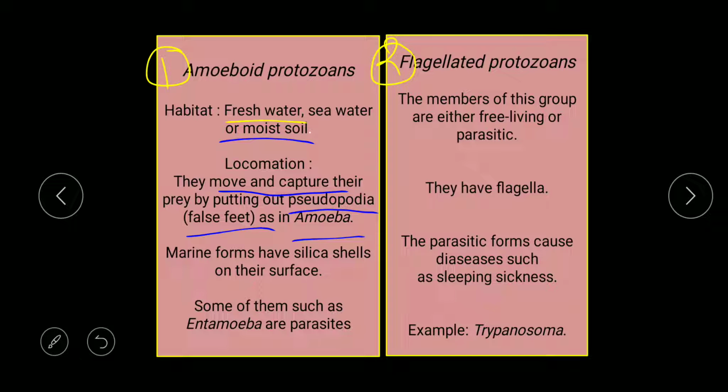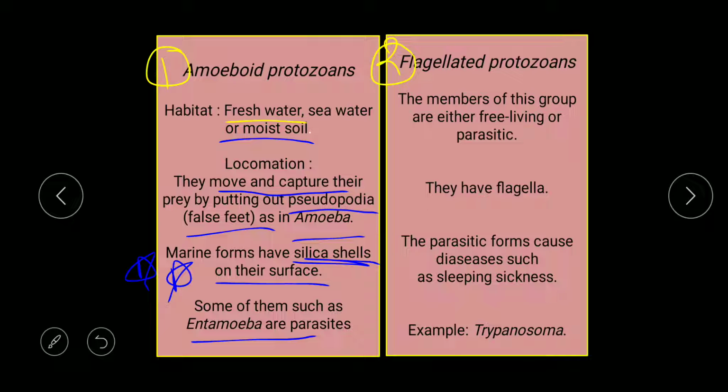So two functions of pseudopodia are there. They have silica shells on their cell surface. We remember this important point: they have silica shells on the surface, as we have studied in diatoms as well. Entamoeba is a parasite, an example of the amoeboid protozoans along with amoeba.